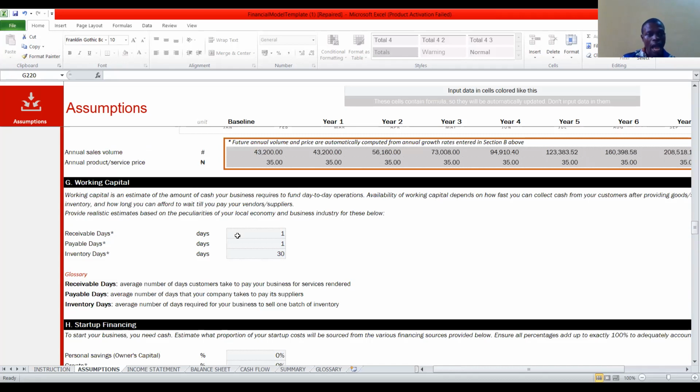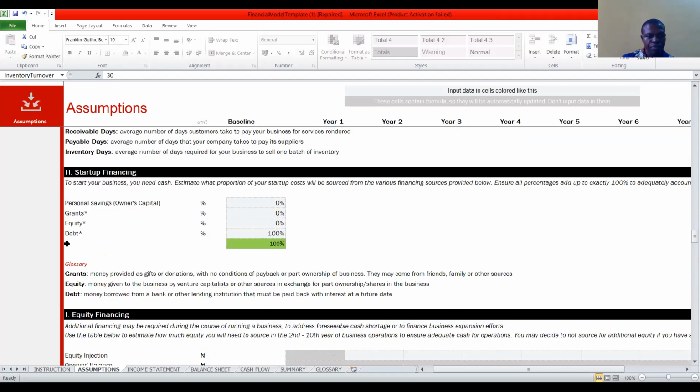Receivable days. Now, your debtors, when you sell to your customers, how long does it take them to pay you? This person is not selling on credit, so saying 1. Now, the people that you buy raw material from, do they give you time to pay back? You can put the number of days here. Now, your inventory of raw material, how long are you going to be stocking them? It's saying 30 days. So proceed.